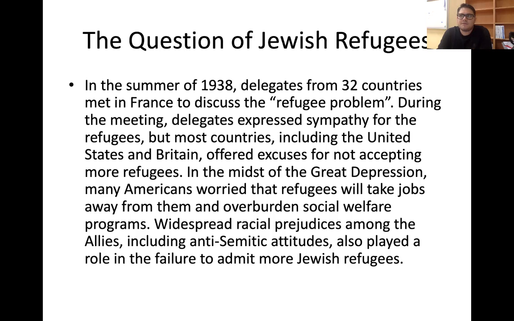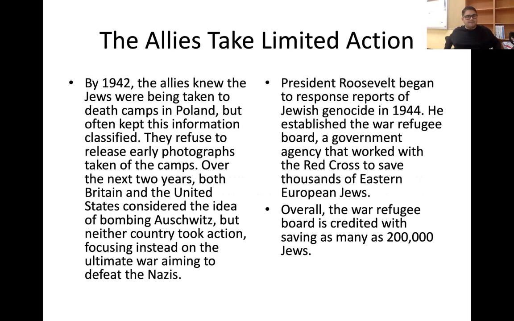So, a lot of these countries were not necessarily explicit, but a lot of them kind of turned a blind eye, as you can see here. The Allies knew the Jews were being taken to death camps. This is 1942. They knew they were going to death camps in Poland, but often kept this information classified.